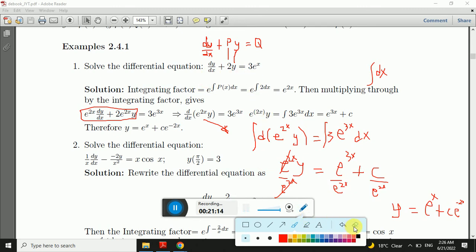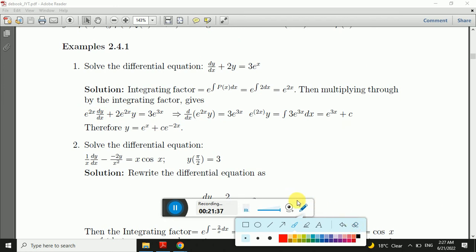So as simple as that. This is how we use the method of integrating factor. We use it to solve differential equations which are in this form. That is, they should be first order linear differential equations.